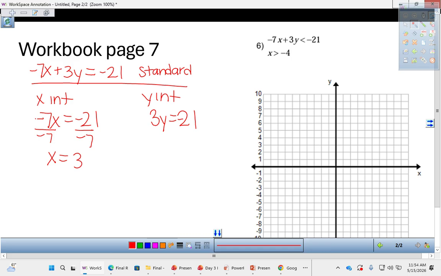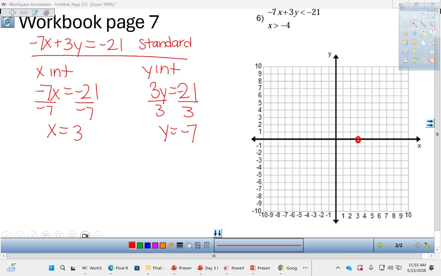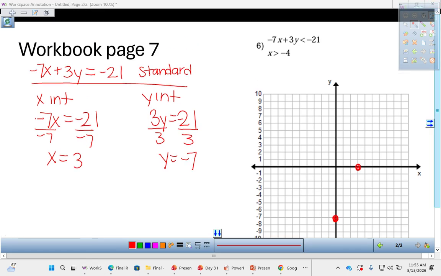So on the x-axis, which is the horizontal one, I'll make a point at 3. And the y-intercept is negative 7. So on the up and down axis, I'll make a point at negative 7. It only takes 2 points to make a line, so I can connect these now. Just keep in mind, because this doesn't have a line with it, when I connect these, it's going to be a dotted line.